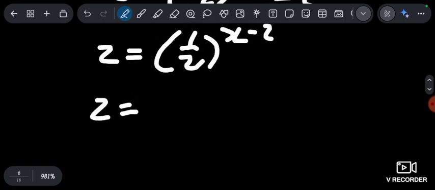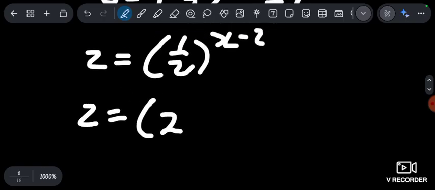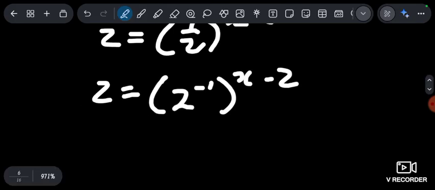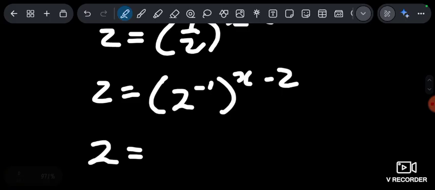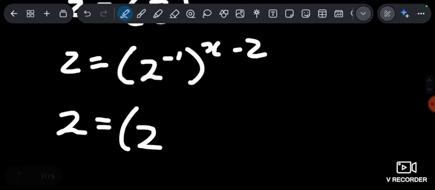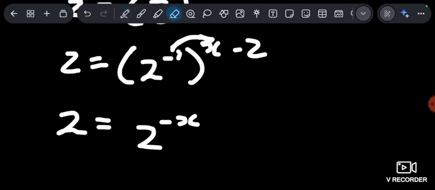Now, what we're going to have here is 2 to the minus 1. I'm not going to explain that because we just did that, right? Now, when you have a power raised to another power, you multiply the powers, right? So in this case, it's just going to be 2 to the power of negative 1 times x, so it's going to be negative x. Then, negative 1 multiplied by negative 2, what you're going to find there is positive 2.